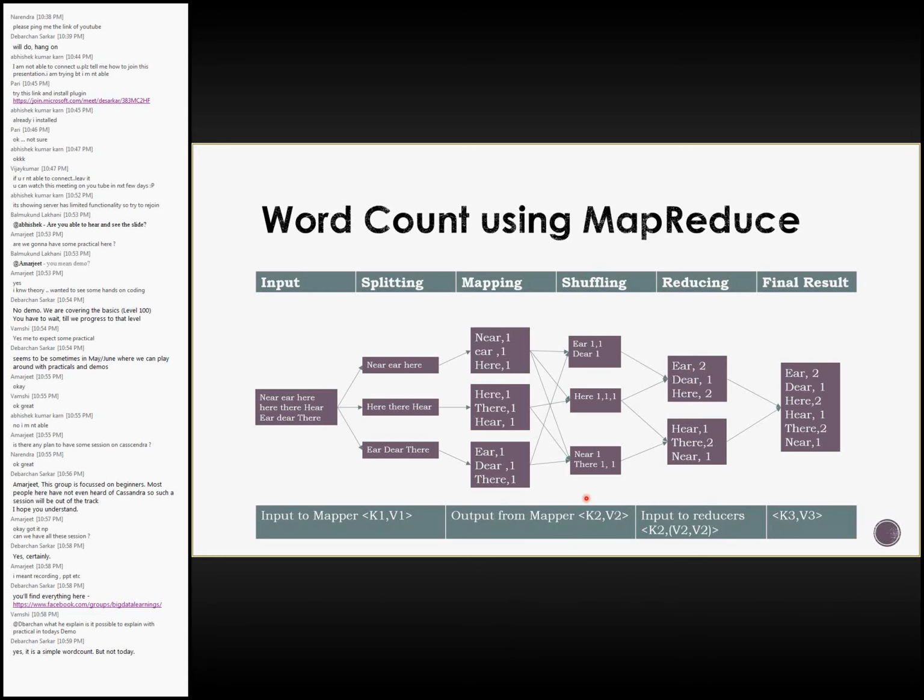If you see the sorting or shuffling phase, you don't have to do any extra work for it. Whenever you're writing a Java MapReduce or a C# MapReduce code, you will have a map and a reduce method, but you will not have a shuffling method. It is done internally for you.